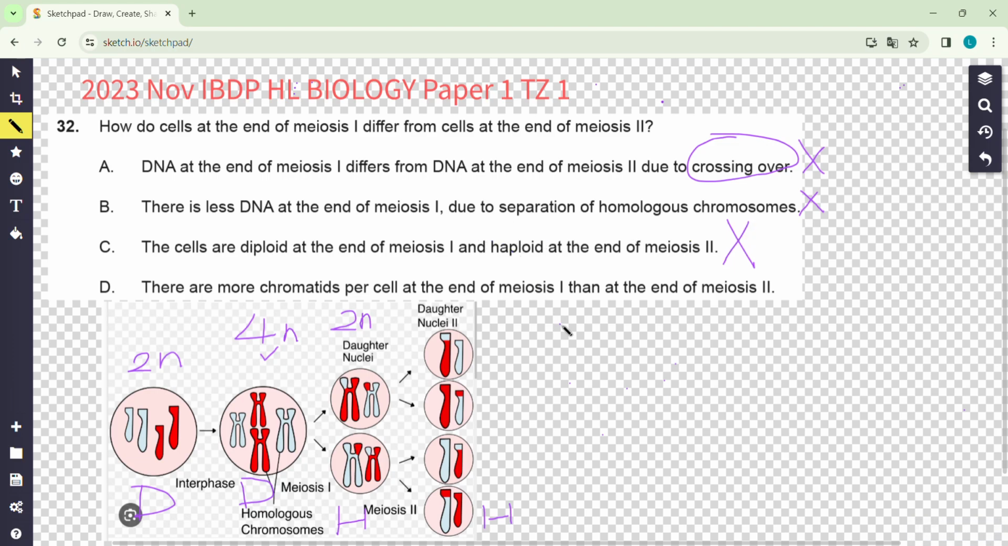And look at the number of chromatids per cell. For this one it is 4. For this one it is 2. Okay, so the number of chromatids is halved. So the answer is D.